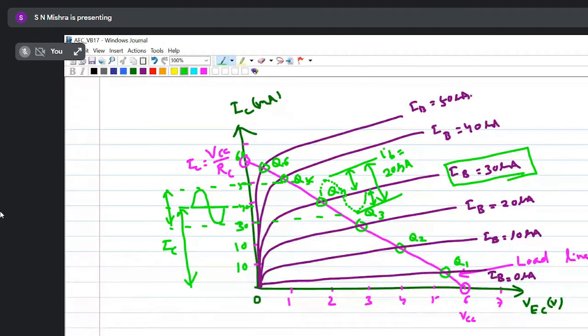From here to here, how much are we getting? 30 minimum, 50 maximum. So what will the peak to peak be? The minimum voltage is 30, maximum is 50. What is the peak to peak voltage?